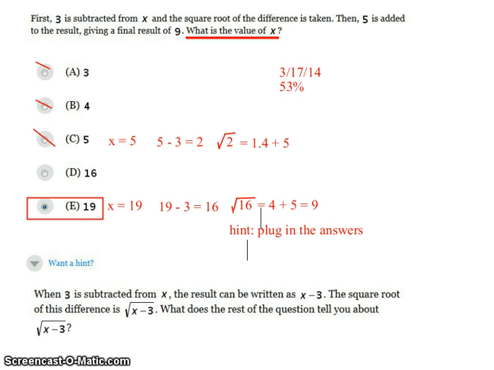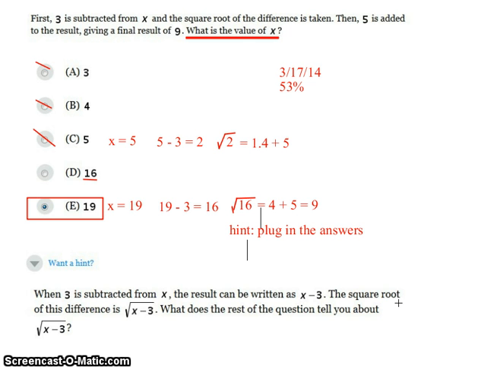Note that answer choice D is in there for people who see the 16 and forget about the subtracting 3 part. They just say, oh, the square root of 16 is 4, when I add 5, I get 9. So they put that little trap in there for you. Again, is their hint wrong? No, it's not wrong. It just keeps this question abstract and difficult.